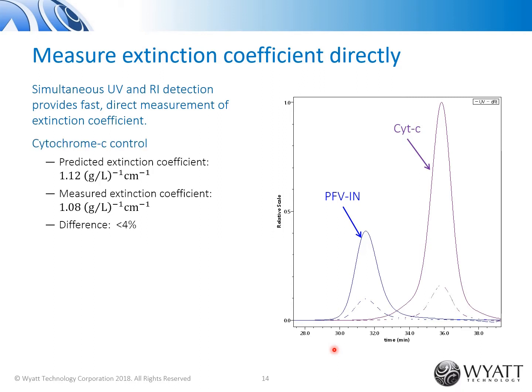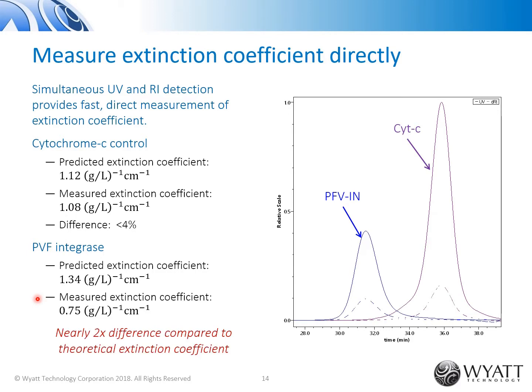Okay, so first let's look at this cytochrome C control. The predicted extinction coefficient based on the sequence is 1.12, and using our simultaneous UV RI measurement, we get a measured extinction coefficient of 1.08, which is a difference of less than 4%, and that means that the sequence value is a valid measurement. When we do the same thing for the PFV integrase, we get an extinction coefficient from the sequence of 1.34, but we actually measure an extinction coefficient closer to 0.75, which is almost half of what we would expect just based on the sequence.